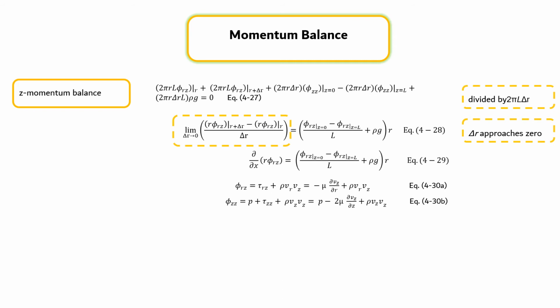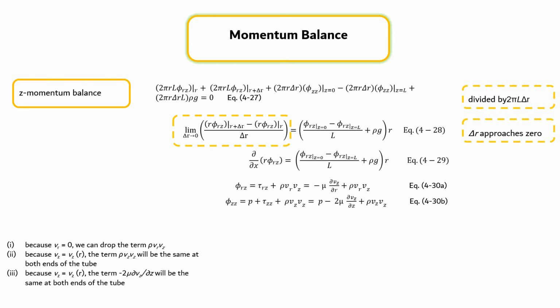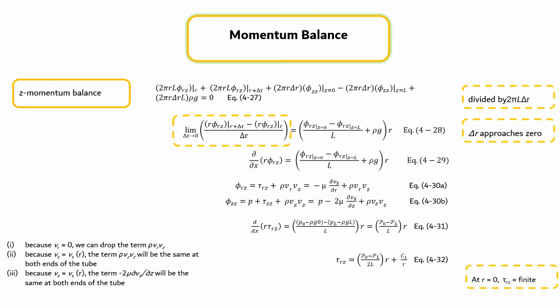In accordance with the postulates that vz equals vz as a function of r, vr equals 0, vθ equals 0, and p equals p as a function of z, several terms are cancelled. Hence, equation 4.2-9 can be simplified to equation 4.2-11, which may be integrated to give equation 4.2-12. The constant of integration may be evaluated by using the boundary conditions, which results in equation 4.2-13.